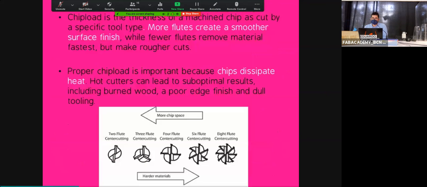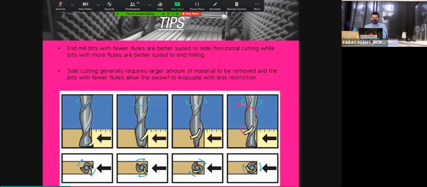Let's go a little bit into the importance of chips. Okay. Flutes. Why do we have 1, 2, 3, 4, 5, 6 flutes or more? The chips, what is the chip? The chip is how we call the piece that we cut. Well, they are called chips because they look like potato chips. Exactly like that. They are small chips of material and they need to look like chips, not like dust. When you cut, you should not see dust. You should see chips. It's really important.